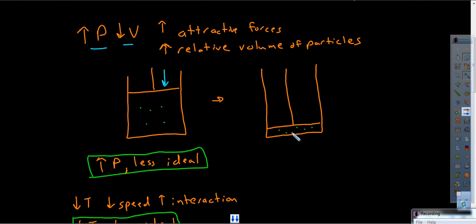And also, they'll make up a greater proportion of the volume of the container, so the relative volume of those particles will increase. And so, by increasing the pressure of a gas, you make it follow those ideal assumptions not as well. And therefore, by increasing the pressure of the gas, you'll make it less ideal.